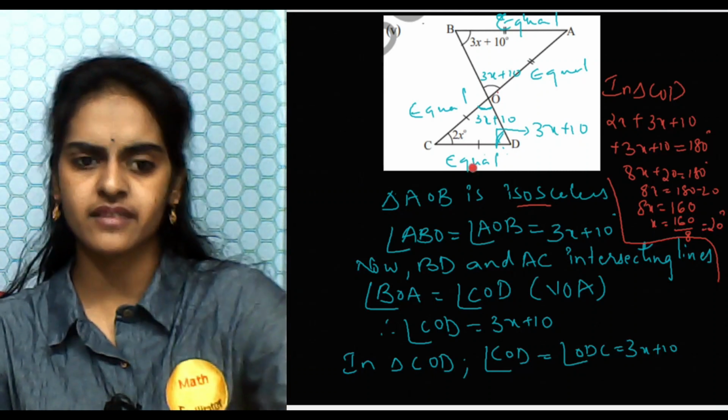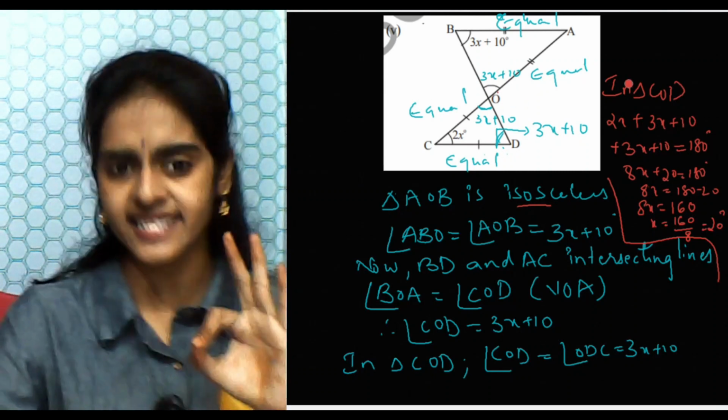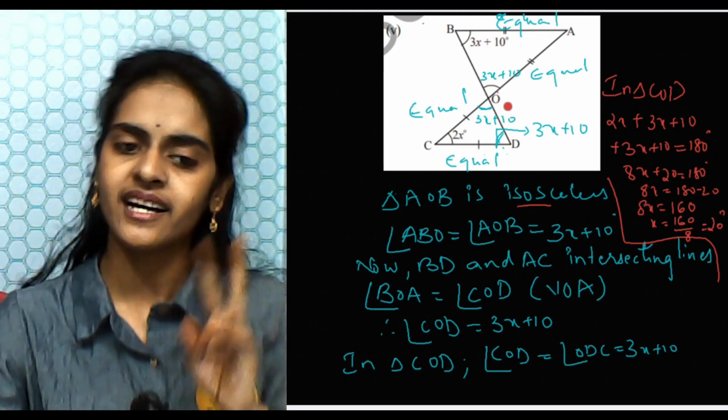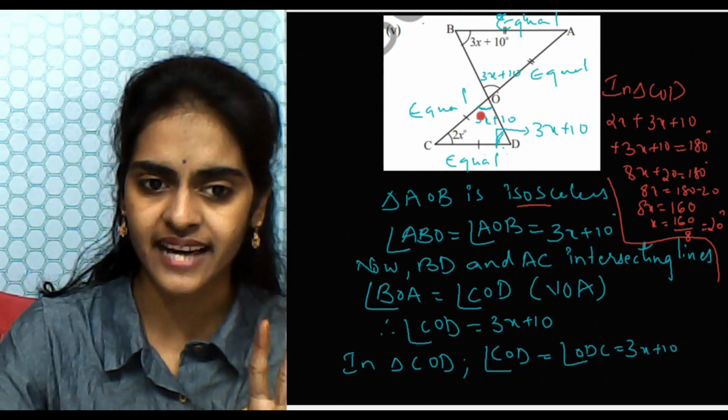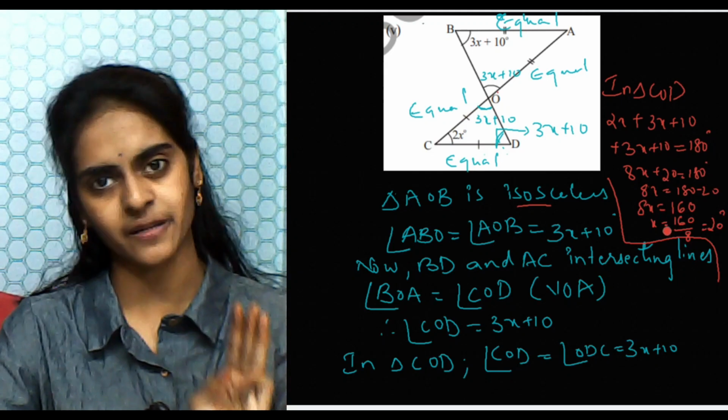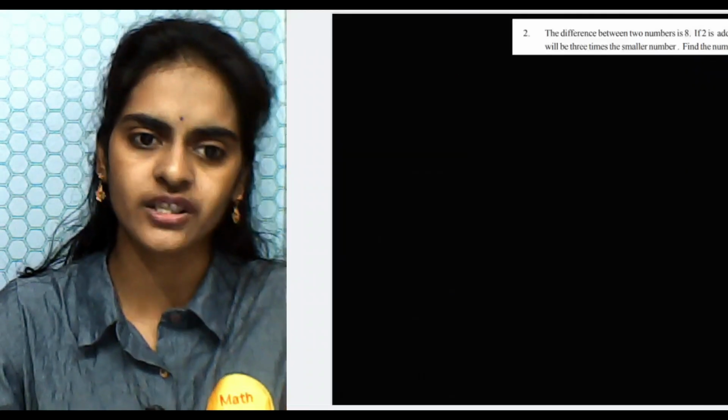Yes, so in this simple problem we are using three steps. First step is the isosceles triangle concept, so these two angles are equal. Second step is the vertically opposite angles concept. Third step is the sum of three angles in this triangle is 180. Clear? Yeah, so let us move on to the next one now.